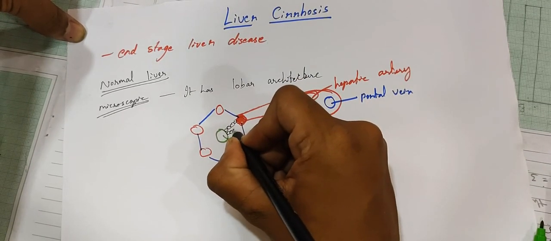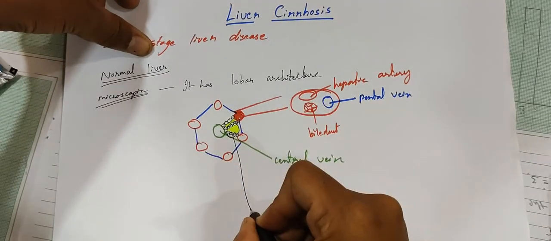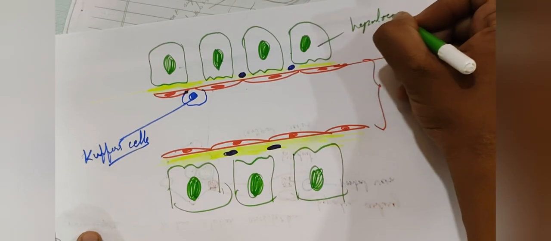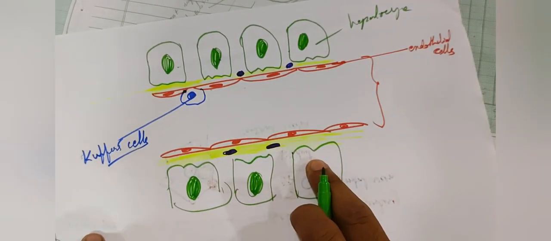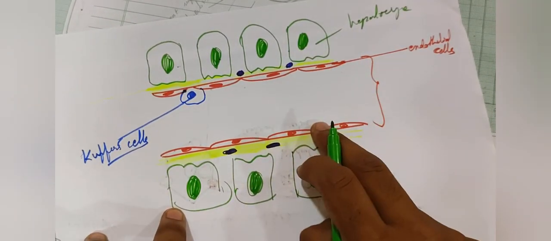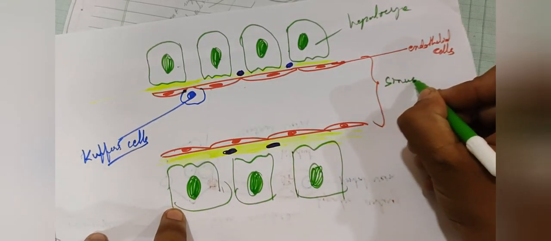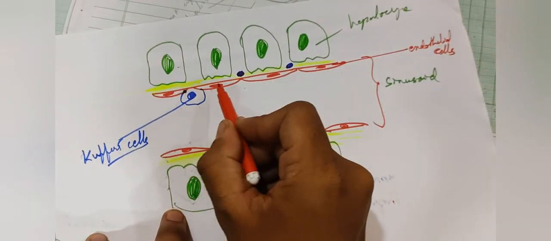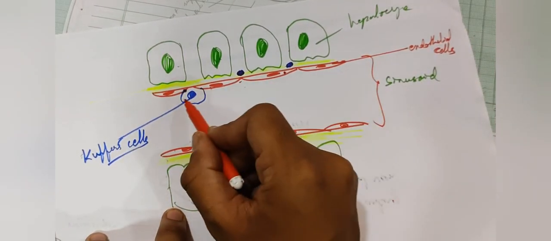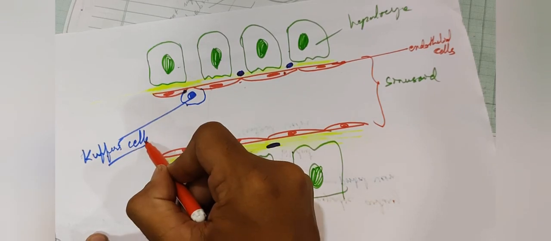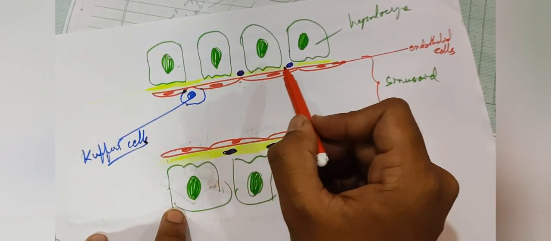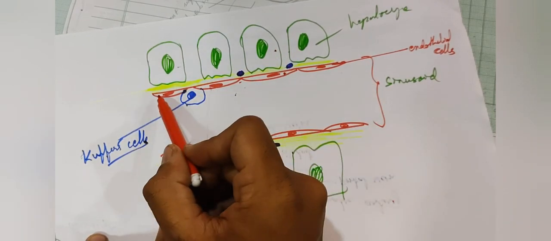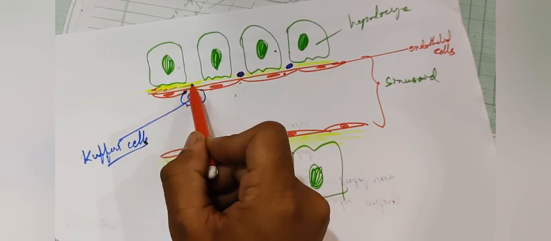hepatocytes. Okay. Suppose if you take this part, these are hepatocytes, and between the hepatocytes there is a sinusoid. These sinusoids are lined by endothelial cells. These endothelial cells are kinds of Kupffer cells. And next, between these hepatocytes and sinusoids there is a space. Okay, you can see this space.